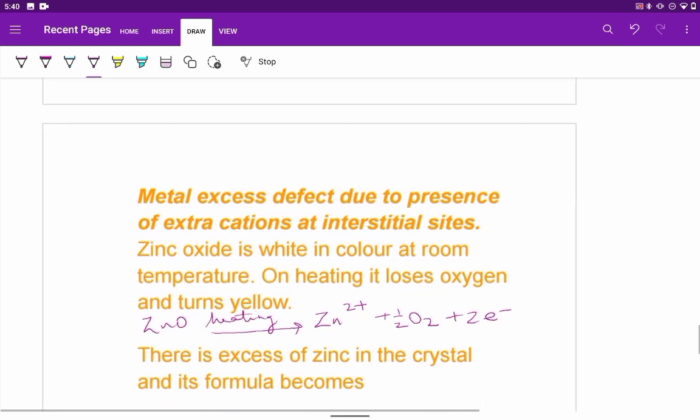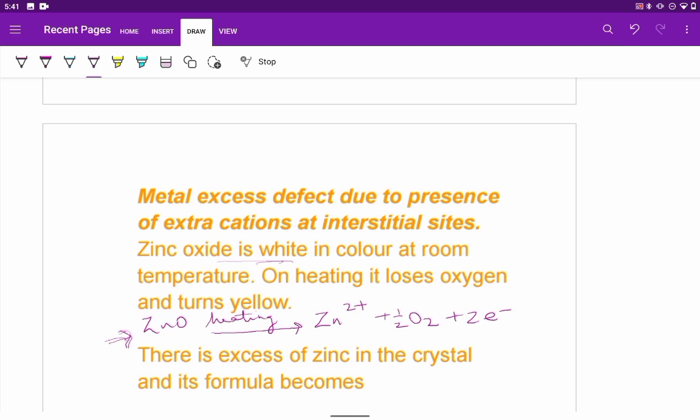Next, metal excess defect due to presence of extra cations. See, metals form cations only, so whenever there are extra cations at the interstitial sites, there can be a metal excess defect. For example, zinc oxide. Normally zinc oxide is white in color at room temperature. When we heat it, it will lose oxygen and turn yellow. This is the equation. ZnO, on heating, will lose oxygen and Zn loses electron to form Zn2+.